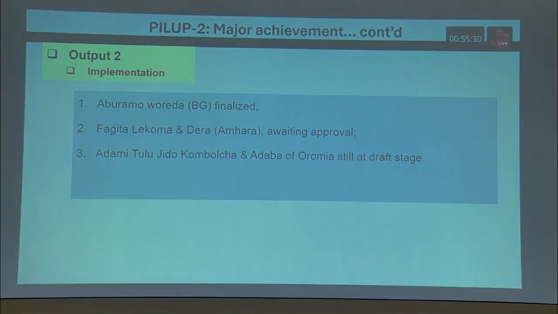Regarding output two, as I have mentioned, we are doing this project in 3 regions. One is Benishangul, in the western part, bordering Sudan. The other is in the north, in Amhara, which is Fagita, Lakuma, and Derra. The other is in Oromia, which is the very largest region.